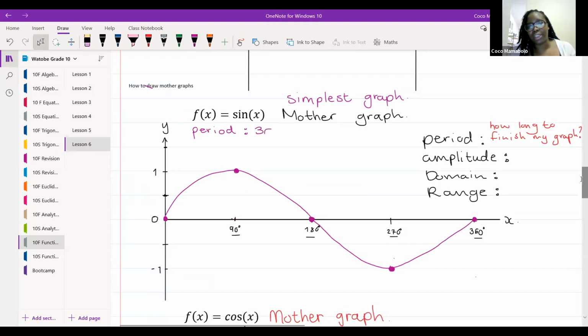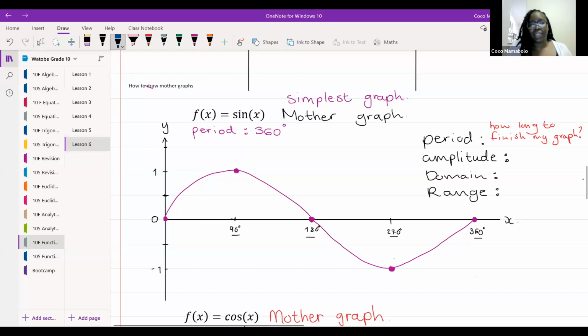is 360 degrees. Okay, give me a thumbs up if you understand what I'm saying. How long does it take us to go from 0, up, down, back to 0? It takes us 360 degrees. Okay, Princess, the period just means how long it takes us to draw the graph.